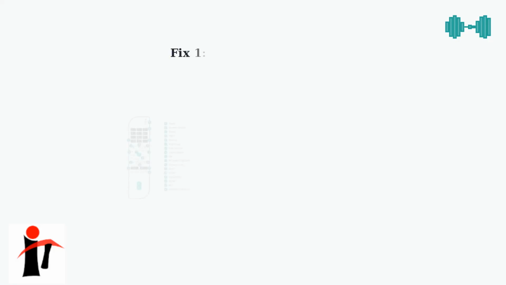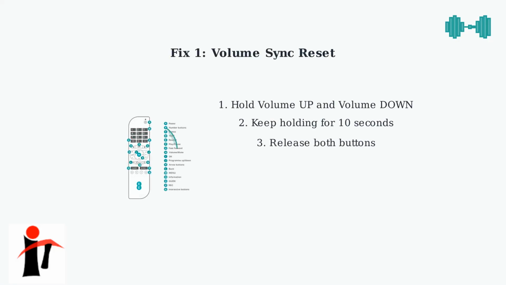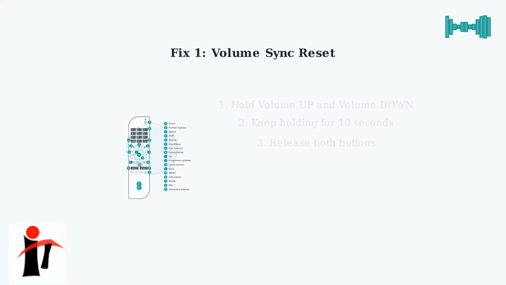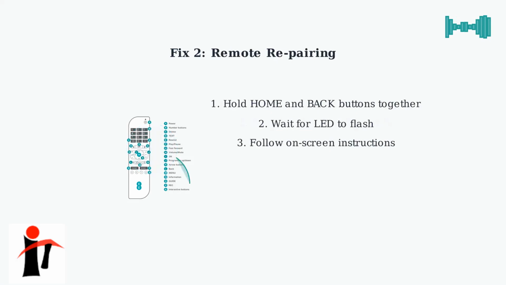the time. Let's start with the first quick fix: resetting the volume sync on your EE remote. This resolves communication issues between your remote and TV. If the volume sync reset doesn't work, try repairing your remote completely. This fixes deeper communication problems between the remote and your EETV box.